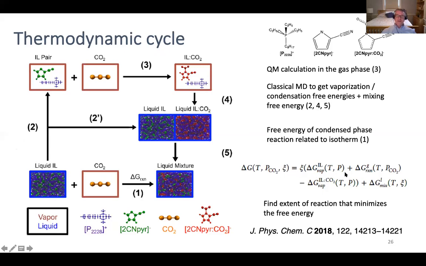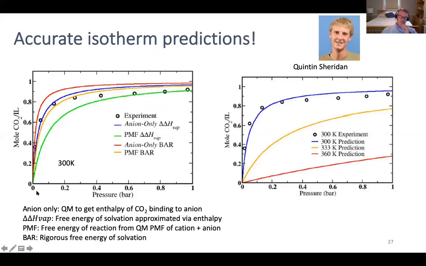Quentin Sheridan did this as part of his PhD, and here are the results that we got. This is for that previous ionic liquid I showed you. Experimental data are these open circles, and we used 4 different levels of theory to do the calculations. Depending on your level of theory, the isotherms don't change in shape, but they change in value quite a bit.